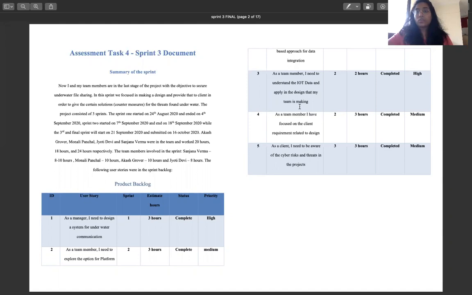One of them was also to understand the IoT data and to apply it in the design that many teams are making. We were also focused on creating a design requirement. We also had to take into consideration all the conditional threats as well as the cyber threats, and we also found out the countermeasures to overcome those threats in this project.